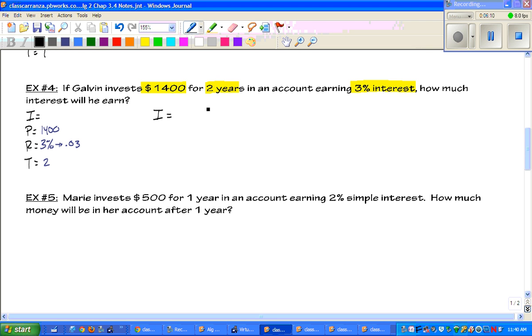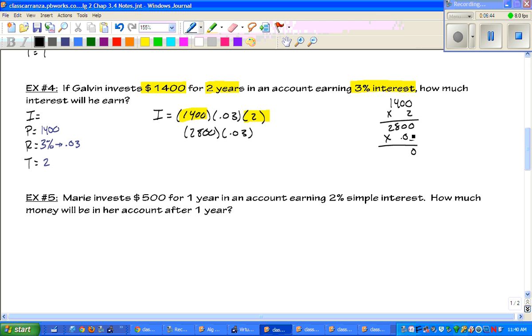So interest equals 1,400 times 0.03 times 2. You can do this in any order, because right off the bat, if you want to multiply those two things together, 1,400 times 2, you get 2,800, and then you'd still need to multiply that by 0.03.